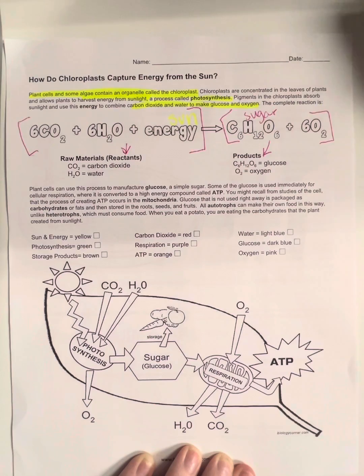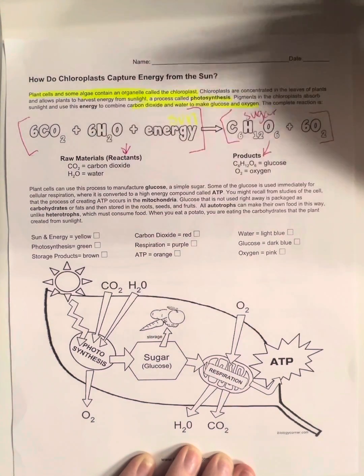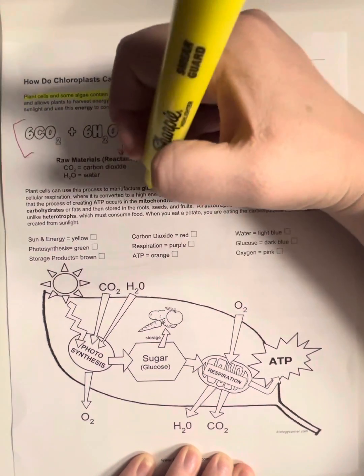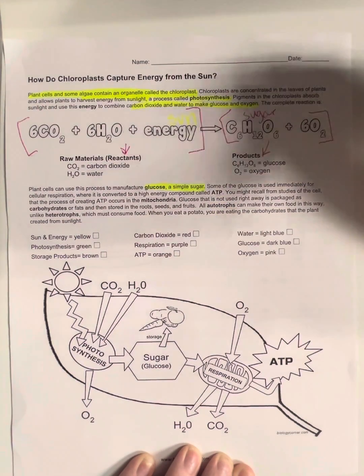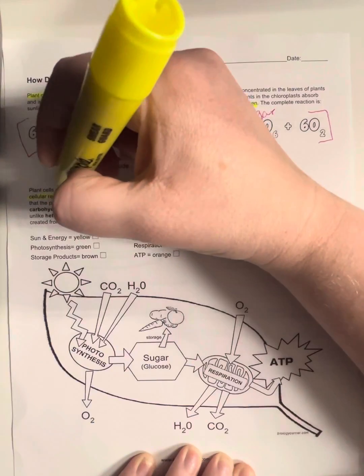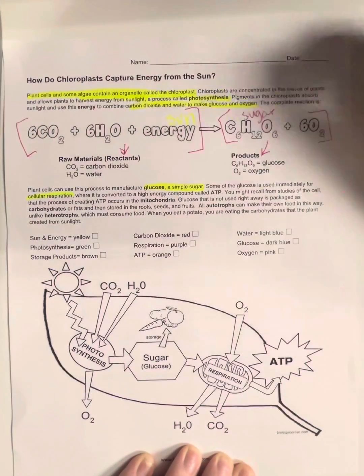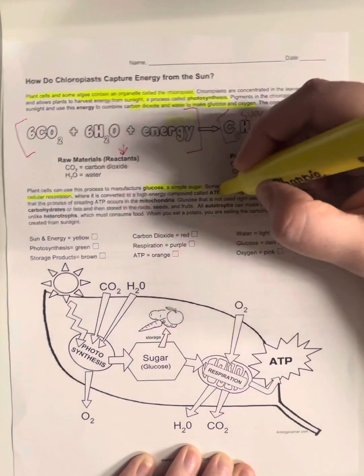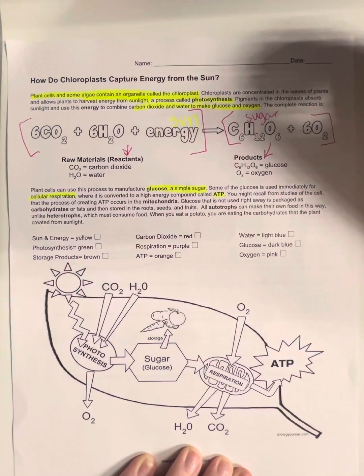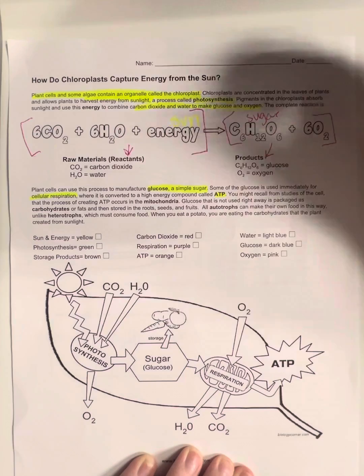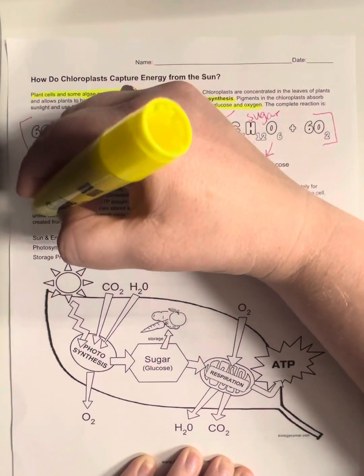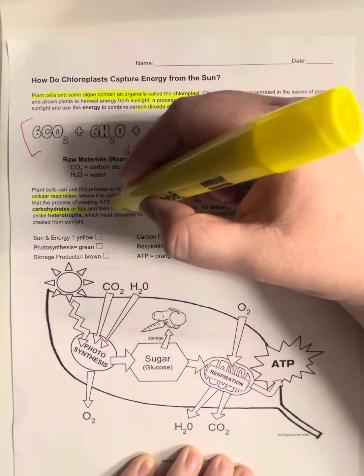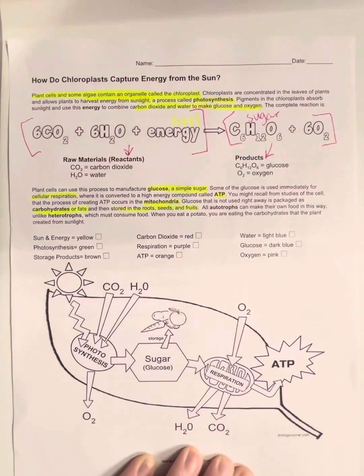Let's continue. Plant cells can use this process to manufacture glucose, which is a simple sugar. Some of the glucose is used immediately for cellular respiration. Remember, that's from our carbon cycle, where it is converted to a high energy compound called ATP. You might recall from studies of the cell that the process of creating ATP occurs in the mitochondria. Glucose that is not used right away is packaged as carbs or fats, and then stored in the roots, in the seeds, and in the fruits.